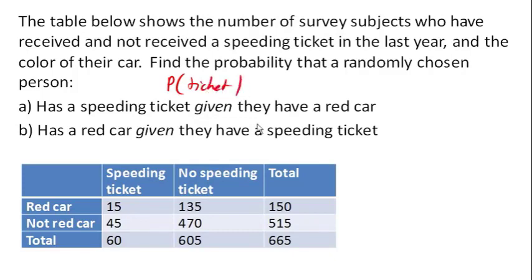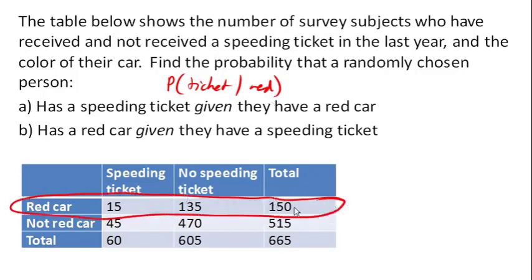So now we're given that they have a red car, so we know right away that we're only talking about these 150 people. Out of those 150 people with a red car, how many of them got a ticket? Well, 15 of them got a ticket, so that's 15 out of 150, or 1 out of 10, or 10% of people with a red car also had a ticket.